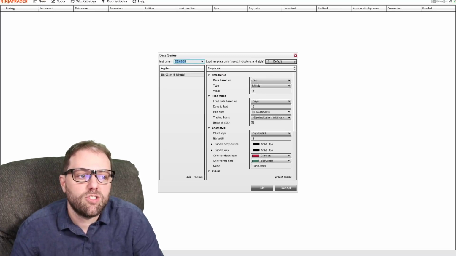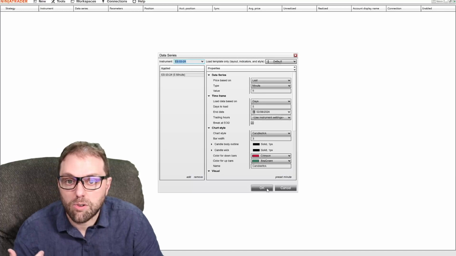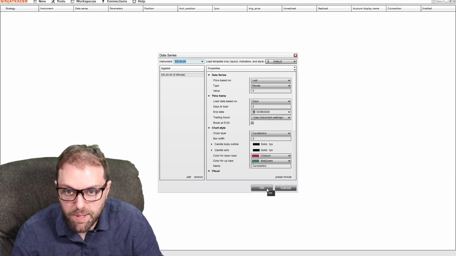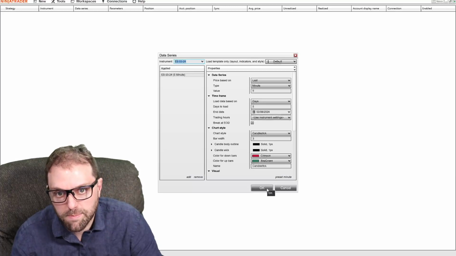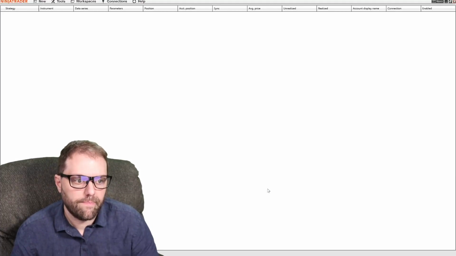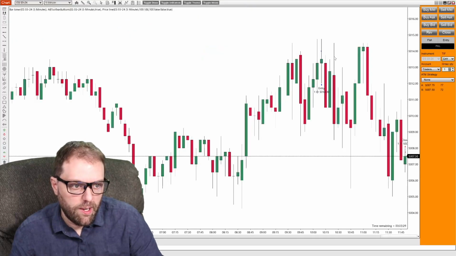And then I will set this to a 5-minute time frame. Once I have that selected, I'll click OK and load an S&P 500 futures chart for the March 2024 expiration date. Once the chart loads, I'll expand the window.